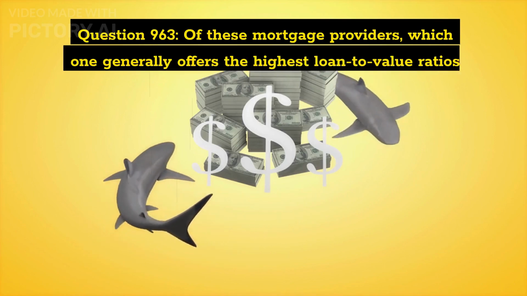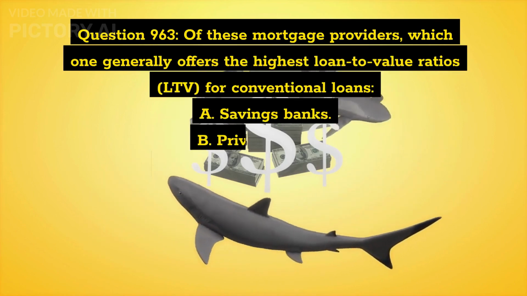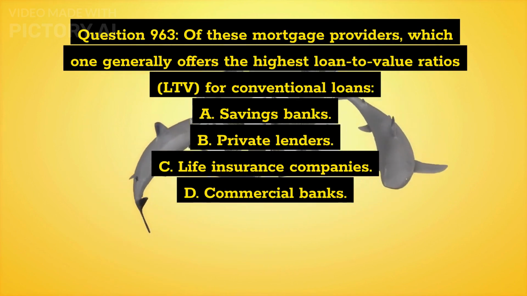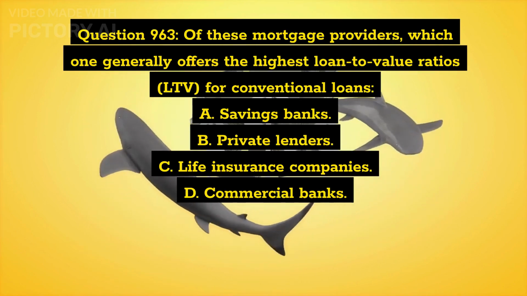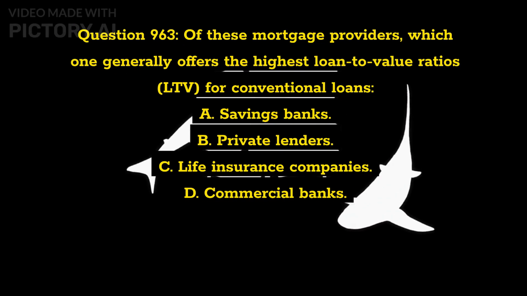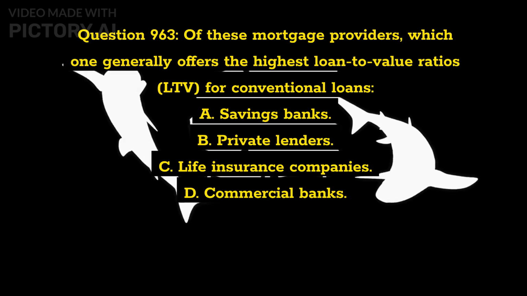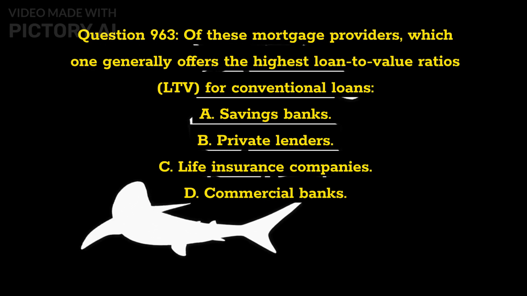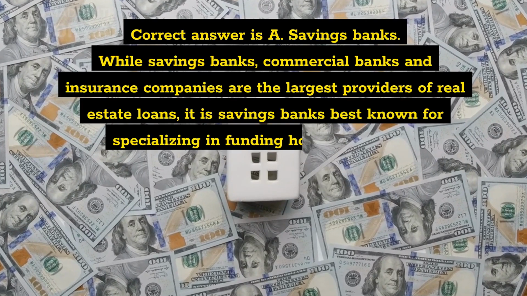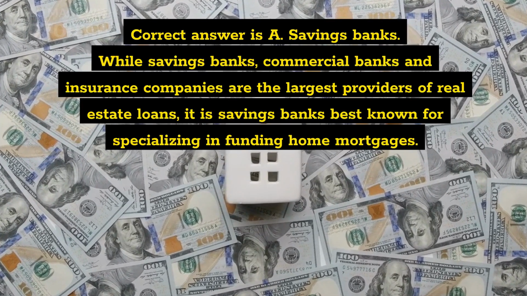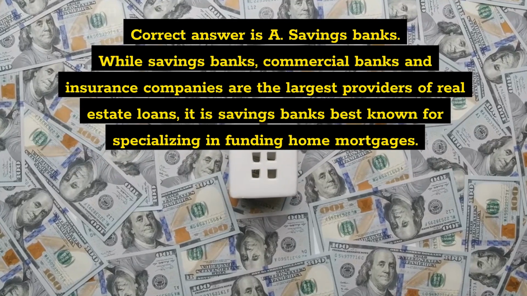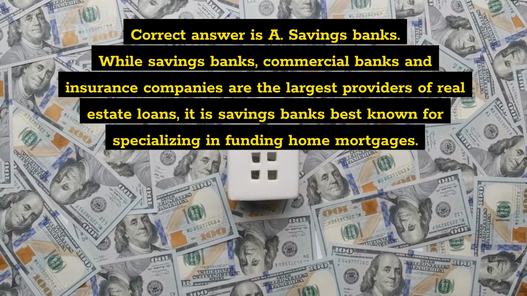Question 963. Of these mortgage providers, which one generally offers the highest loan-to-value ratios, LTV, for conventional loans? a) savings banks, b) private lenders, c) life insurance companies, d) commercial banks. Correct answer is a, savings banks. While savings banks, commercial banks and insurance companies are the largest providers of real estate loans, it is savings banks best known for specializing in funding home mortgages.